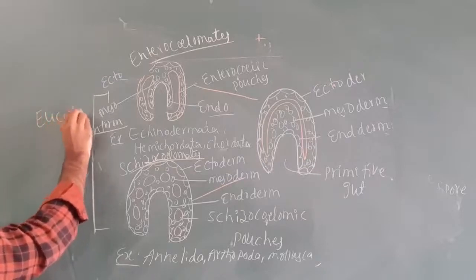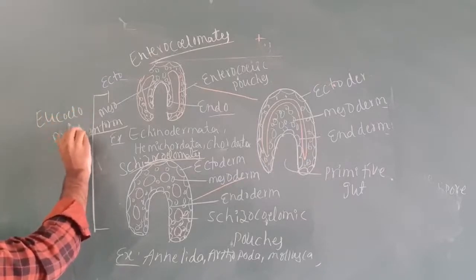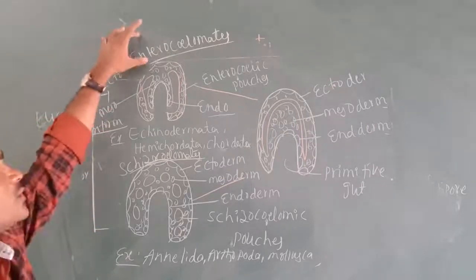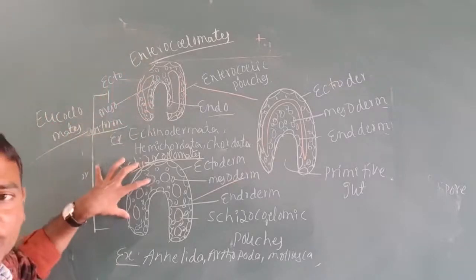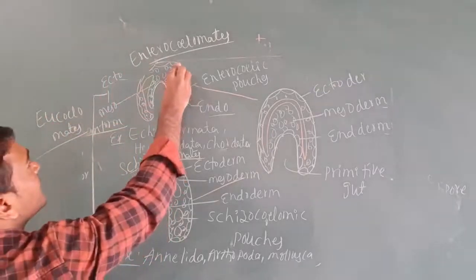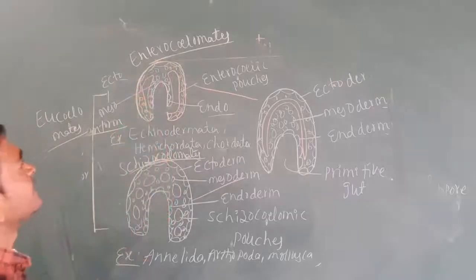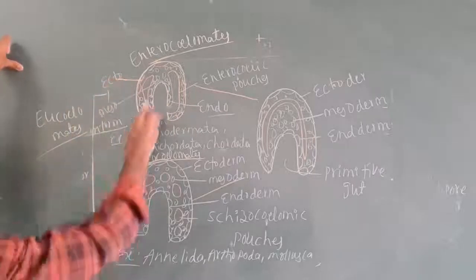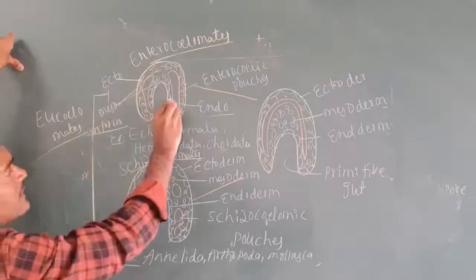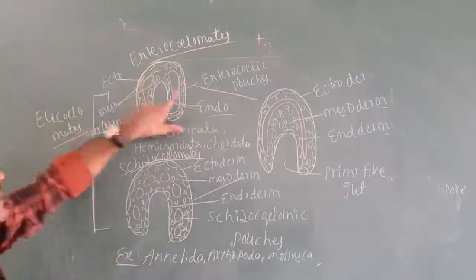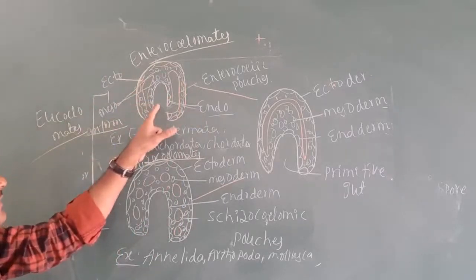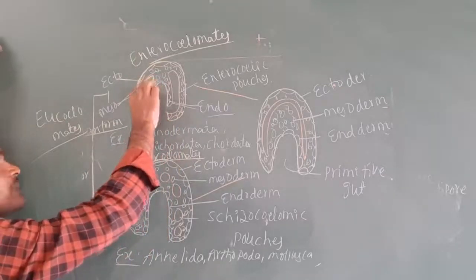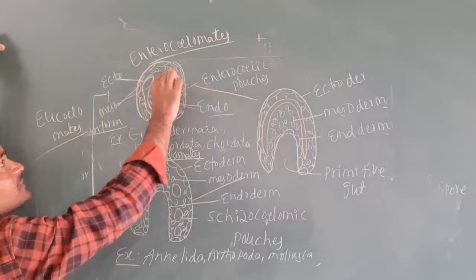Eucoelomates. See that one by one. The first is the enterocoelomate. The second one is the schizocoelomate. For the enterocoelomate, observe the diagram for conceptual understanding. This is the ectoderm, the middle is a mesoderm, here is an endoderm. Three layers are there. This is a body wall, this is an elementary canal. Between them the space is there.